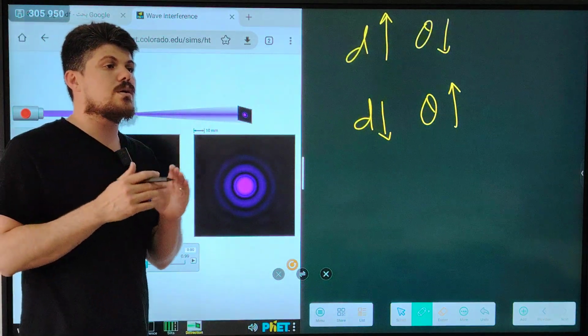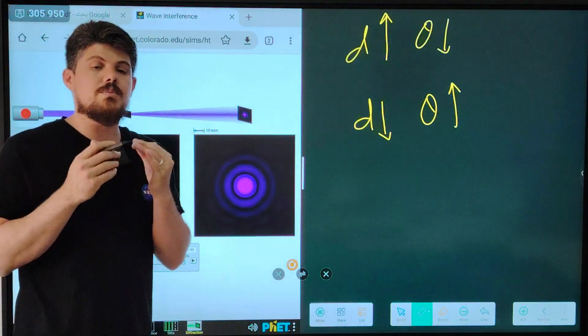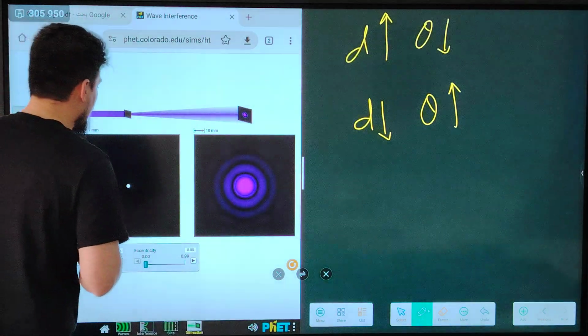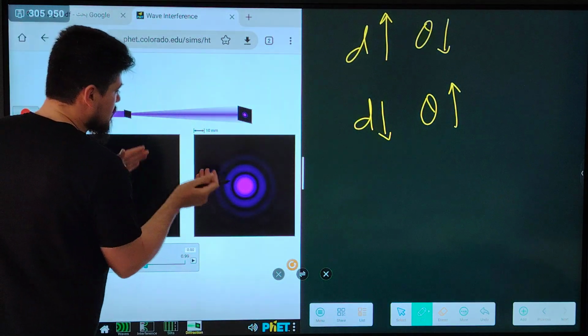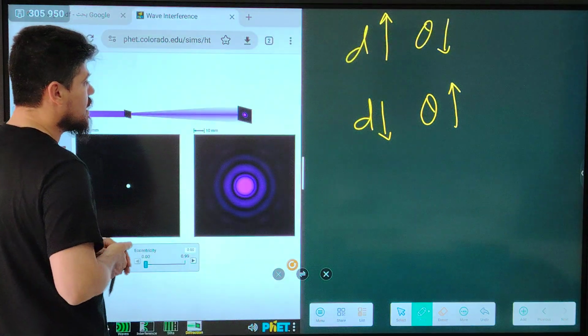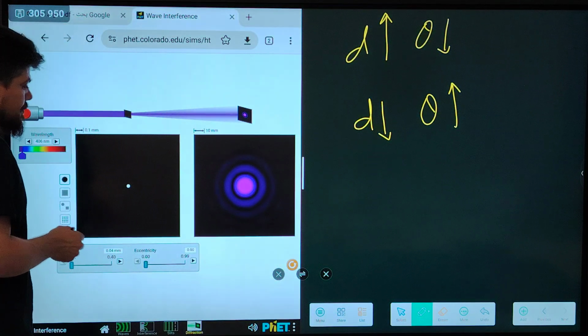Which one has the wider pattern? Absolutely the red color. Why? Because red color has more wavelength, okay? The violet has the smallest angle of diffraction and the smallest bright pattern because its wavelength is too small.